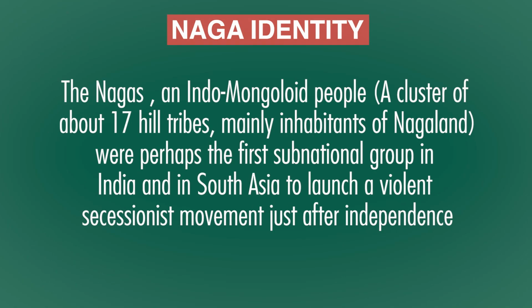The Nagas, an Indo-Mongoloid group comprising of approximately 17 hill tribes, mainly inhabiting the state of Nagaland and adjoining areas, were perhaps the first subnational group in India and in South Asia to launch a serious secessionist movement just after independence. What was the basic reason for them?